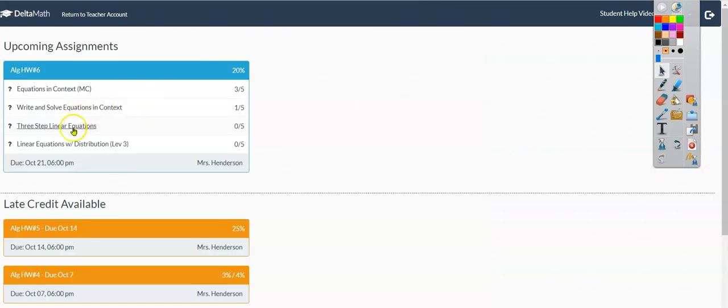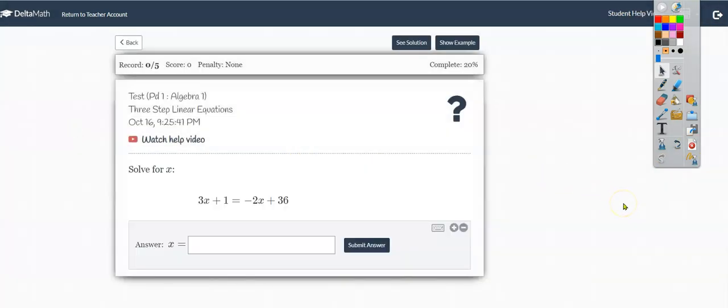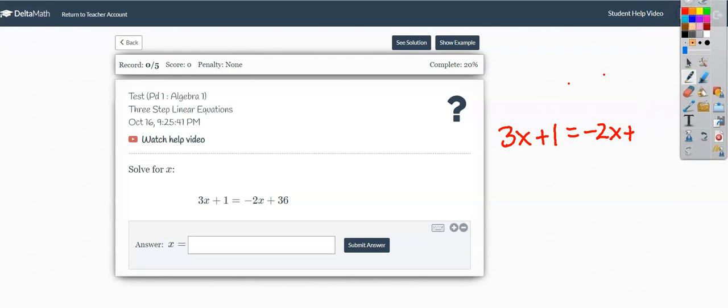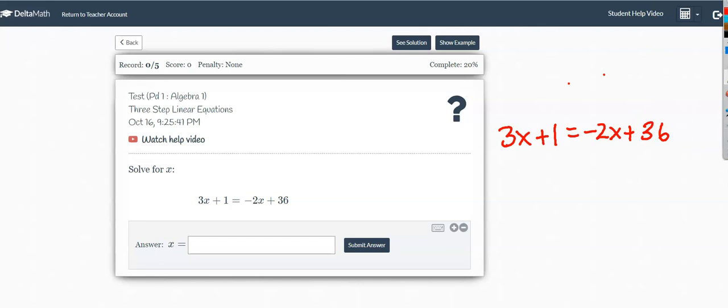All right, the next topic, 3-step linear equations. This should feel comfortable and familiar to you by now. We've been solving equations for several years, so let's take a look at the steps here. Don't forget to use a calculator if you need some assistance in attending to precision here.